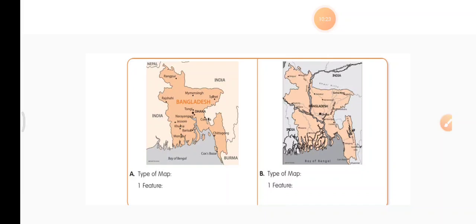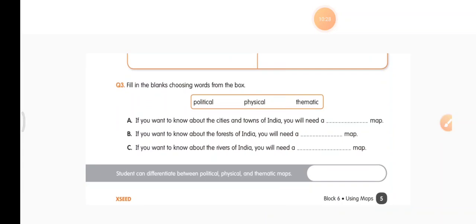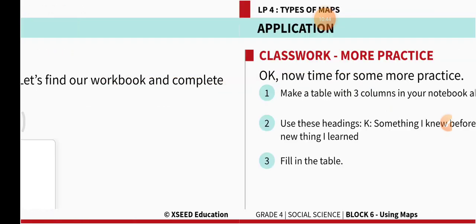Now see, if you want to know about the rivers, here it is. If you want to know about the cities and towns of India, you will need a political map. If you want to know about the forests of India, you will need a thematic map. If you want to know about the rivers of India, you will need a physical map. Right, students? Now let's move ahead.